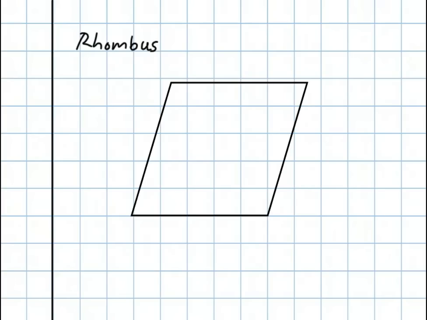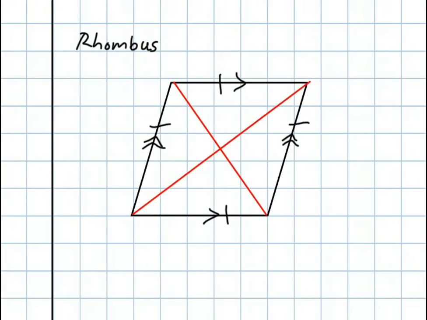Now, a rhombus is a type of parallelogram in which opposite sides are parallel, as with any parallelogram, but also all the sides are the same length. What does that mean about the diagonals? Well, because it's a parallelogram, they cut each other in half. So I know that that length and that length are the same, and also this length and this length are the same. They cut each other in half.